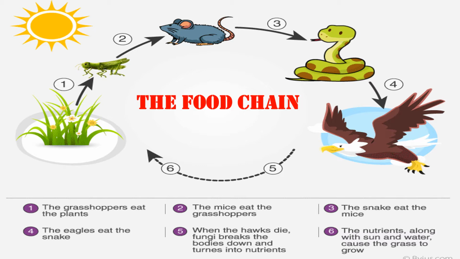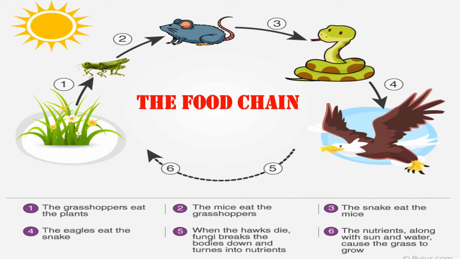Let's understand a very simple food chain here. The first thing that is marked is the grass. Now the grasshopper eats the plant, right? The grasshopper is eaten up by a mouse. Next, the snake eats the mouse. Fourth, the eagle eats the snake.